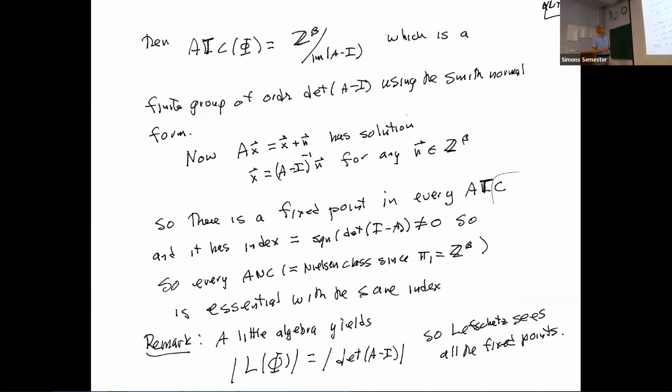And what does our collection of abelian twisted classes look like? It looks like this. Now, the whole point of not having one as an eigenvalue is that this matrix is invertible. And then if you've taken algebraic topology, you know how to compute this group using the Smith normal form. So if one's not an eigenvalue, this is a nice finite group.